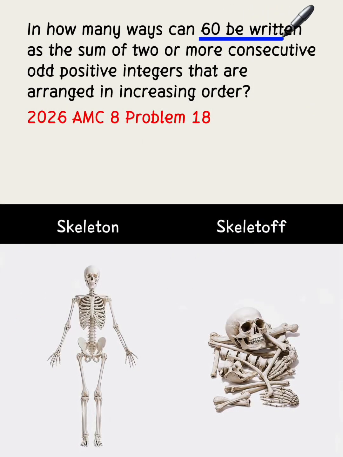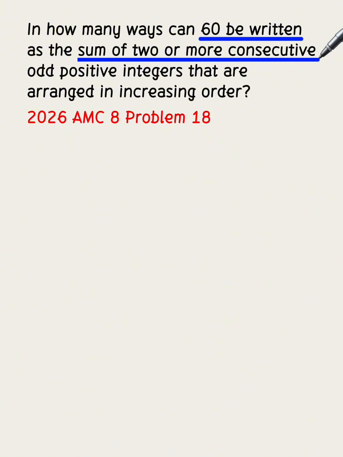Here, 60 can be written as the sum of 2 or more consecutive positive odd integers in increasing order. How many ways are there? Since 60 is even, the number of odd integers must be even, otherwise, their sum would be odd.